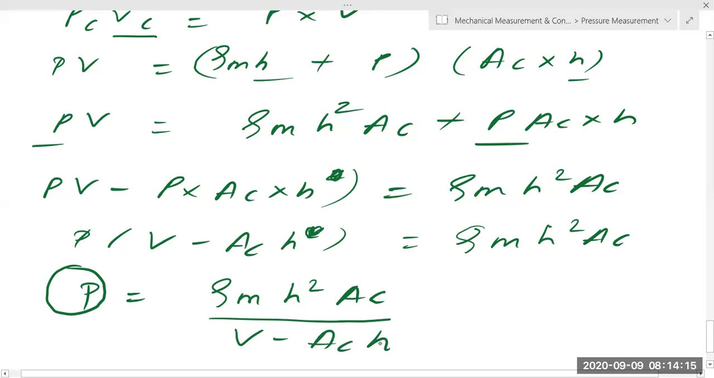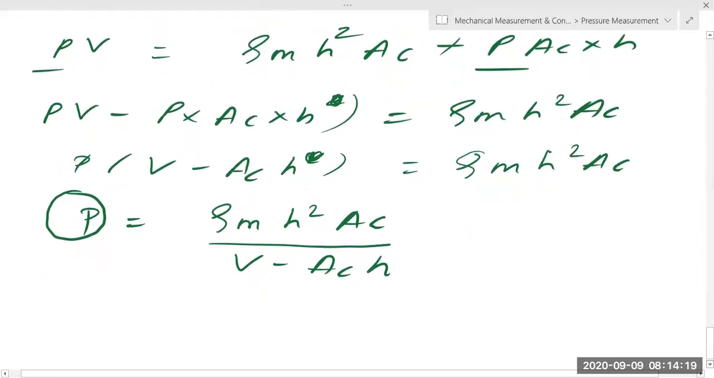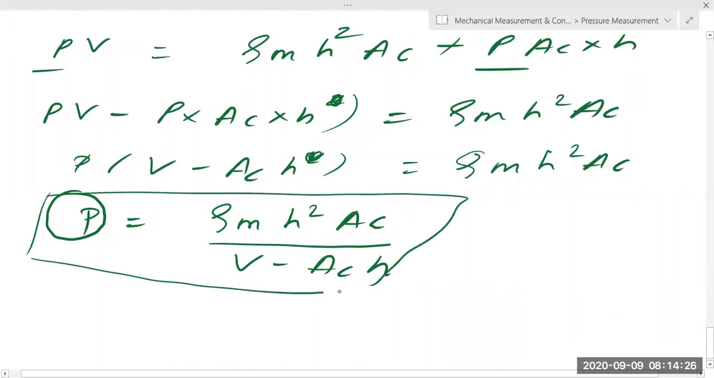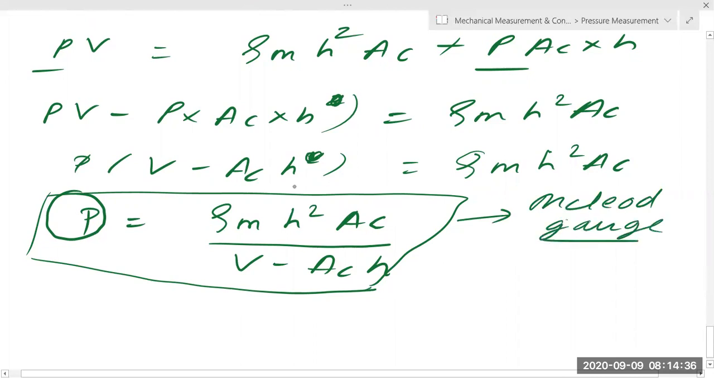Now this is very important. Suppose we actually know the volume of the fluid. This is the general formula for finding the unknown pressure. This is how the McLeod gauge is calibrated, if you want to know how we get the pressure. We know rho m, we know H, we know AC, and we know the volume of the fluid whose pressure is unknown.